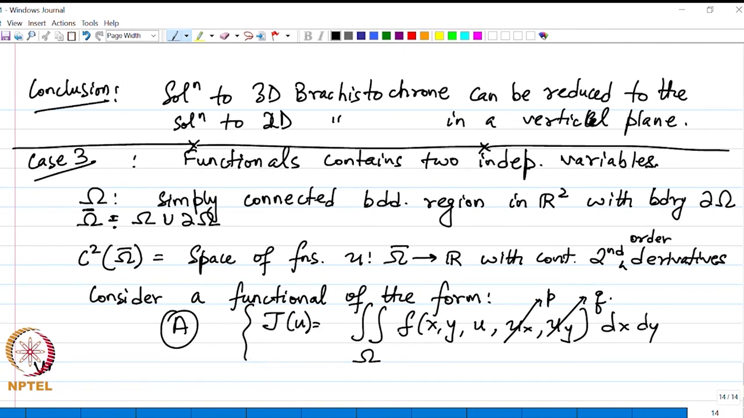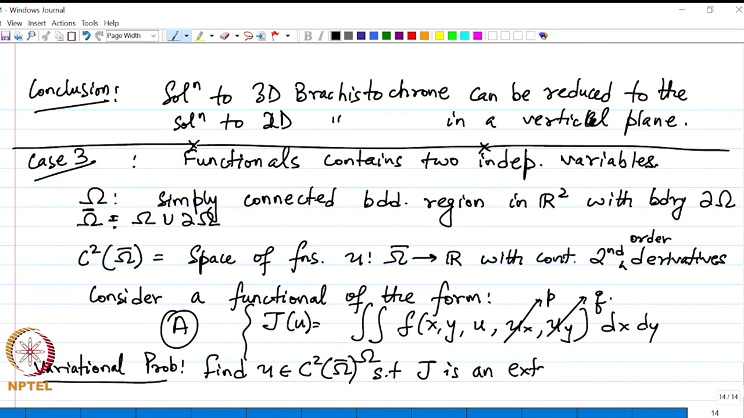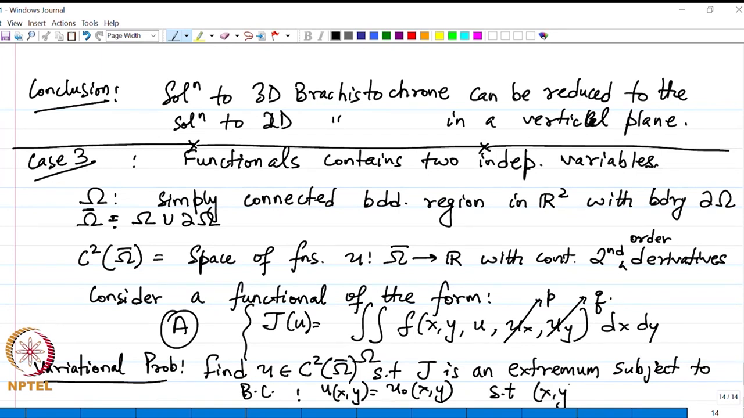So, the variational problem is as follows. The variational problem says we need to find u in C2 of omega bar such that J is an extremum subject to the boundary condition given by u of x comma y is equal to u naught, such that x and y is on the boundary of the domain omega, right? So this is my boundary condition where x y lies on the boundary, del omega.